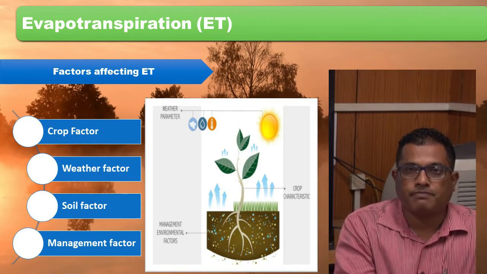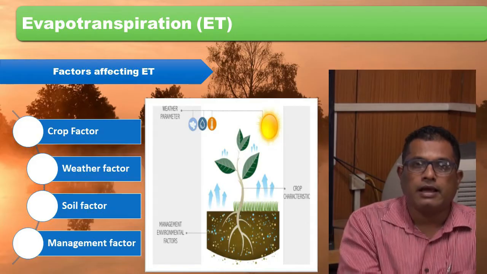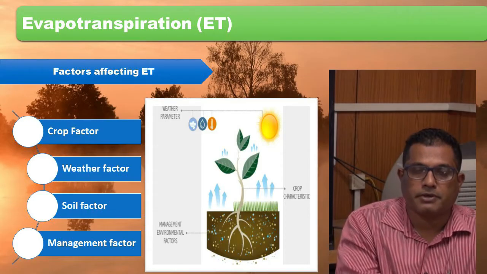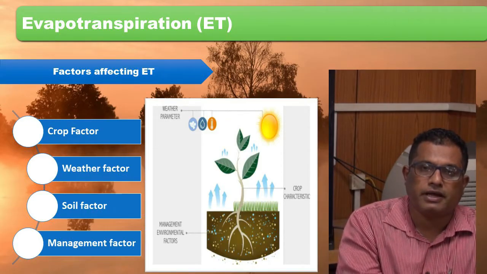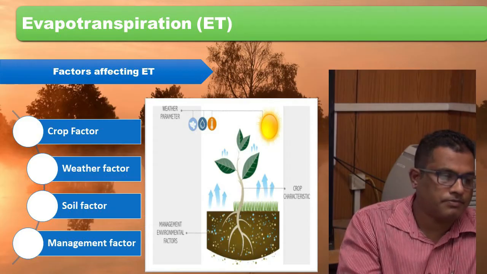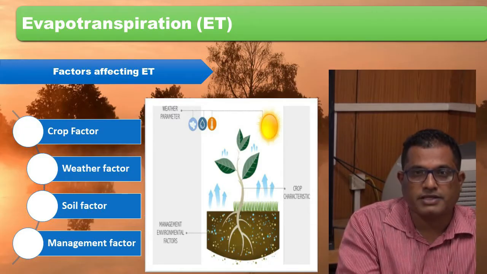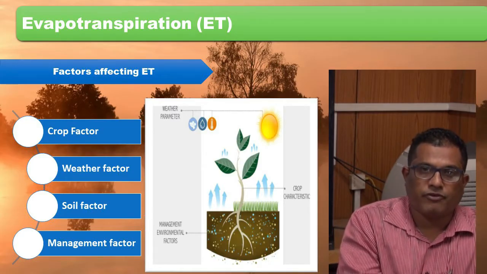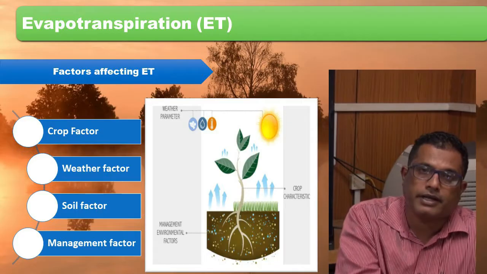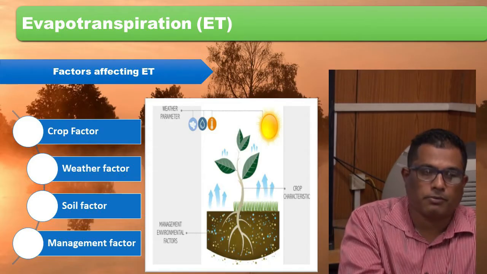Second is the weather factor. Weather factors which affect evapotranspiration are the ones which affect evaporation too. Like the solar radiation. Higher the solar radiation, more would be the evapotranspiration. Wind speed, higher wind speed necessitates higher evapotranspiration. We call it ET in an easy way. Temperature, if there is higher temperature, the evaporation again would be more. Relative humidity, if relative humidity is more, then the evaporation or evapotranspiration would be less, because it is inversely proportional.